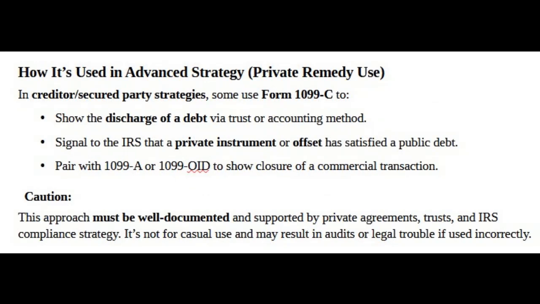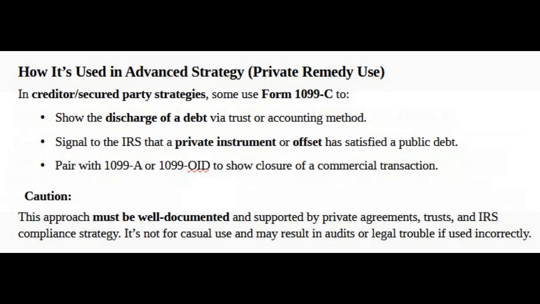How it's used in advanced strategy: private remedy use in creditor/secured party strategies. Some use Form 1099-C to show the discharge of a debt via trust or accounting method. Signal to the IRS that a private instrument or offset has satisfied a public debt. Pair with 1099-A or 1099 OID to show closure of a commercial transaction. Caution: this approach must be well documented and supported by private agreements, trusts, and IRS compliance strategy. It's not for casual use and may result in audits or legal trouble if used incorrectly.